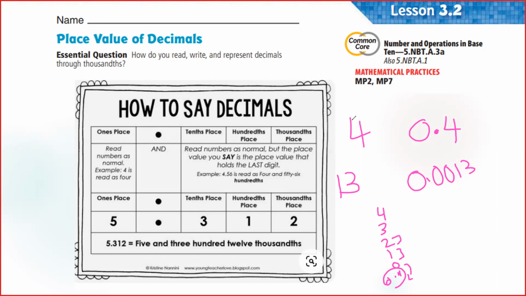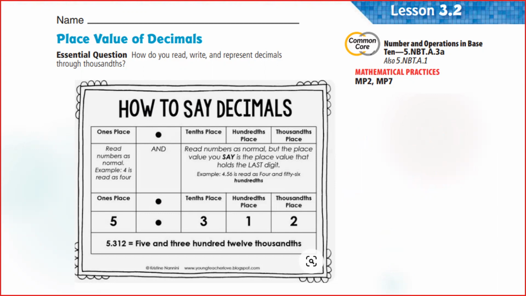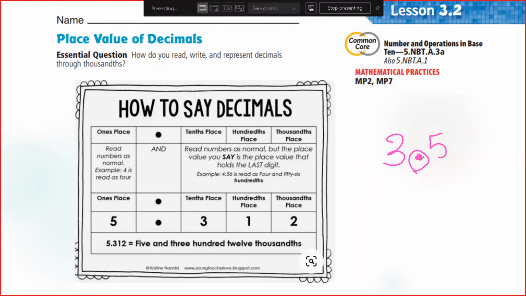Now the decimal, how can I know it is a decimal? It must have a decimal point. If you see a number with a decimal point, this means it is a decimal number. So the thing that tells you that you are talking about a decimal number is the decimal point. Do you remember now what the decimals are? Yes. Okay.